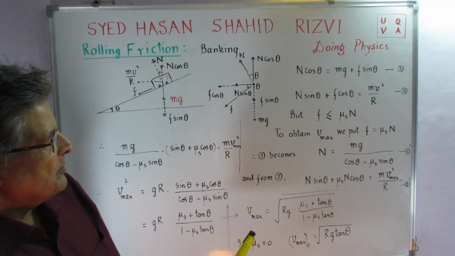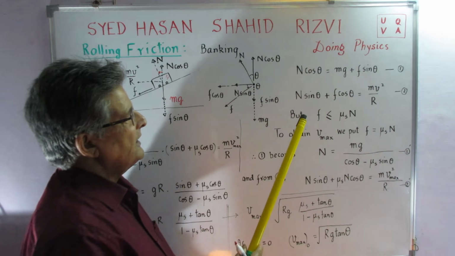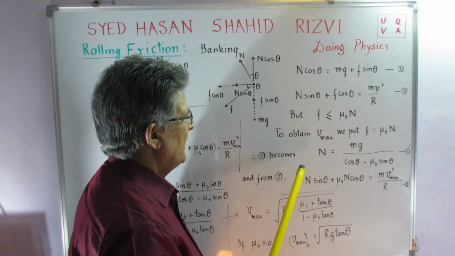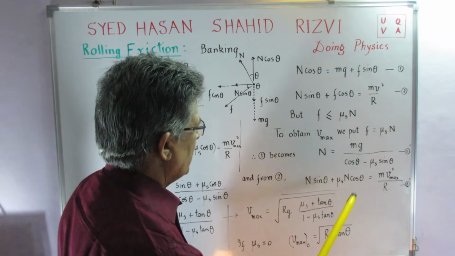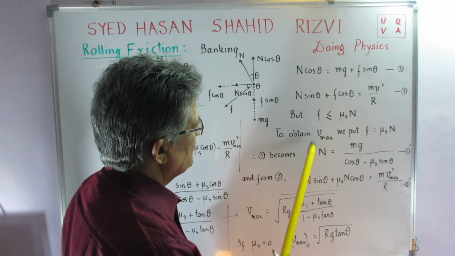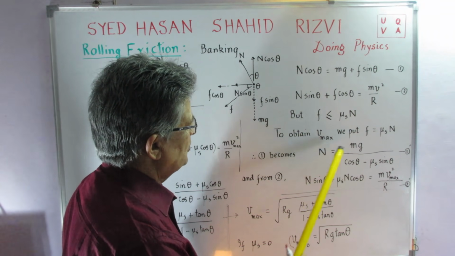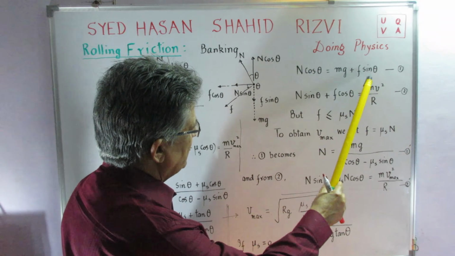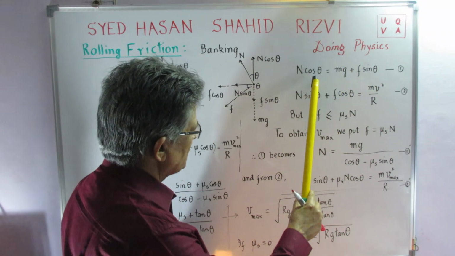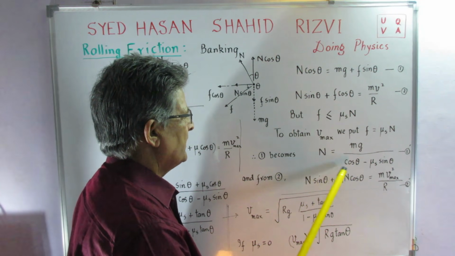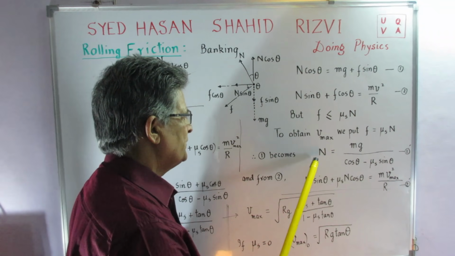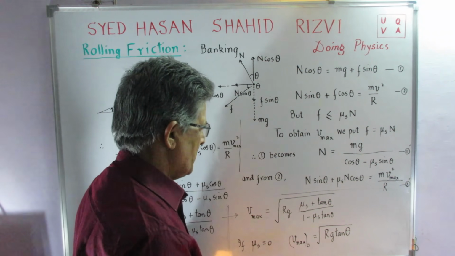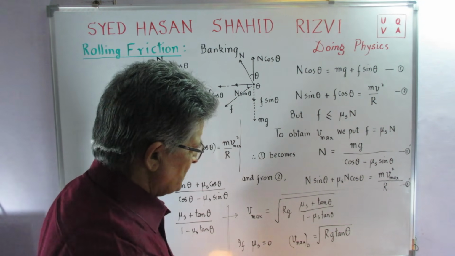Then equation number 1, I write here mu s into n, and then I can write the value of n as equal to mg, because this other n into mu s sine of theta comes on this side, and then finally we get the equation 1 dash, which is n is equal to mg upon cos theta minus mu sine theta. I'm not going to spend much time on that.